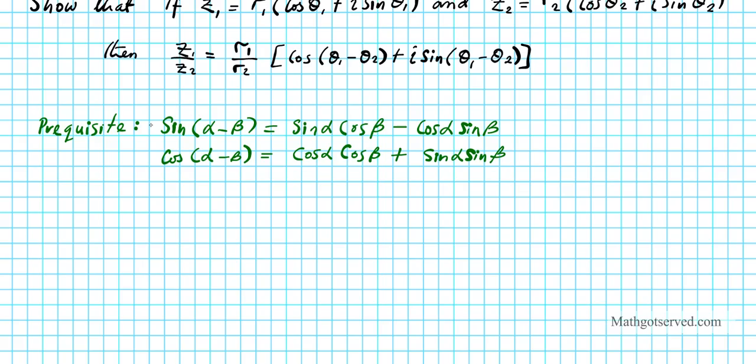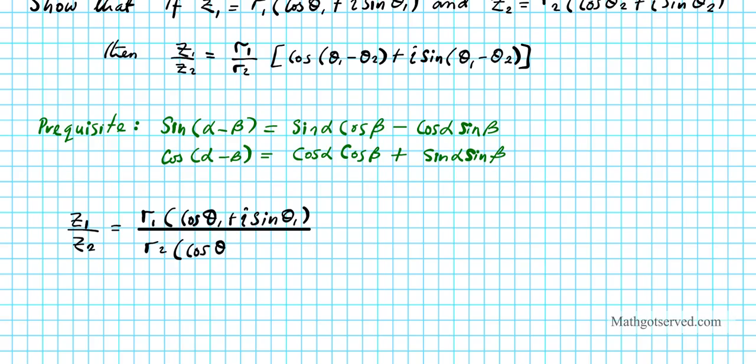So we're going to start with the left side of our equation, z1 over z2. All right, so what is z1? z1 is r sub 1 cosine theta 1 plus i sine theta 1. And that whole expression divided by r2 cosine theta 2 plus i sine theta 2.